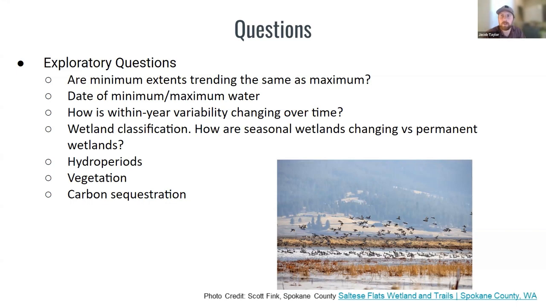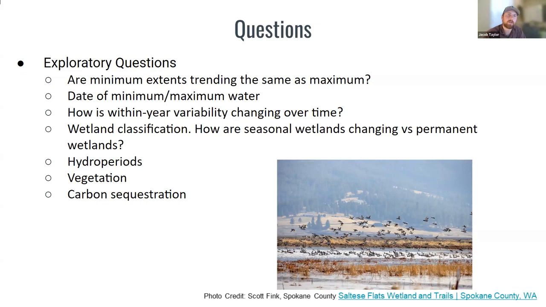And what does that mean for things like water storage and low season flows, as well as things like habitat, hydroperiods? Are those seasonally inundated areas getting smaller or bigger? And what does that mean for habitat or denitrification or things like that?